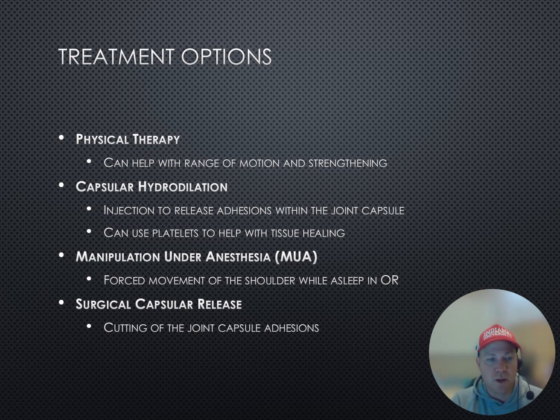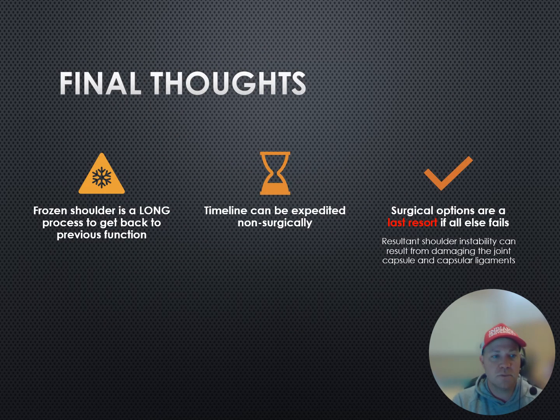There is what's called a manipulation under anesthesia, where a surgeon will put you to sleep and then force your shoulder through those restricted movements and range of motion. And then finally, we have a surgical capsular release, where a surgeon goes in and physically cuts the adhesions away of the joint capsule.